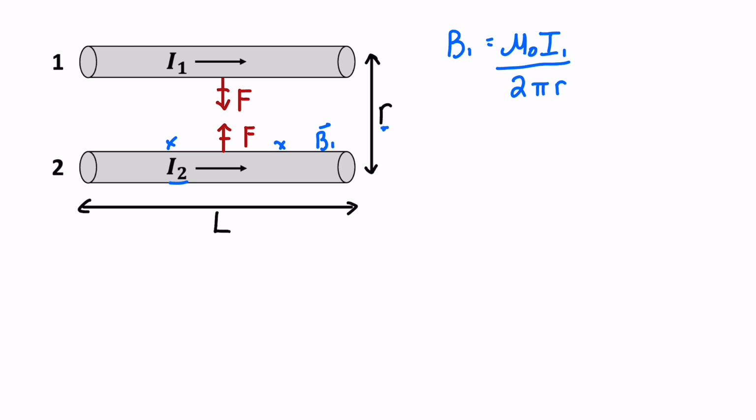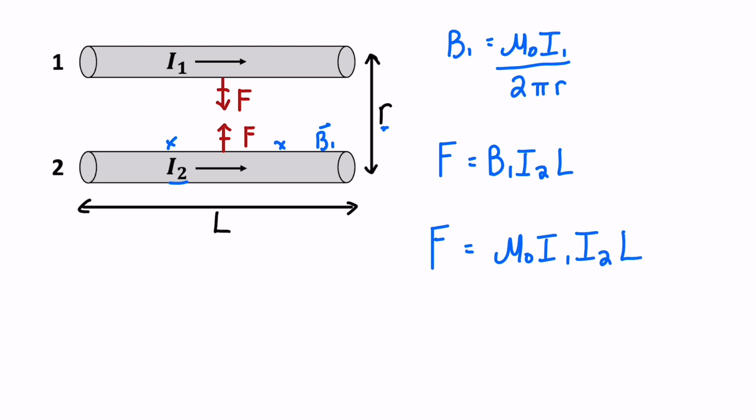So that's the field experienced by wire 2. And then the force on wire 2 would be the field that it's in, which is the field B1, times the current in wire 2 times the length. And putting that all together, that force is equal to mu sub 0 I1 times I2 times the length of the wires over 2 pi r.